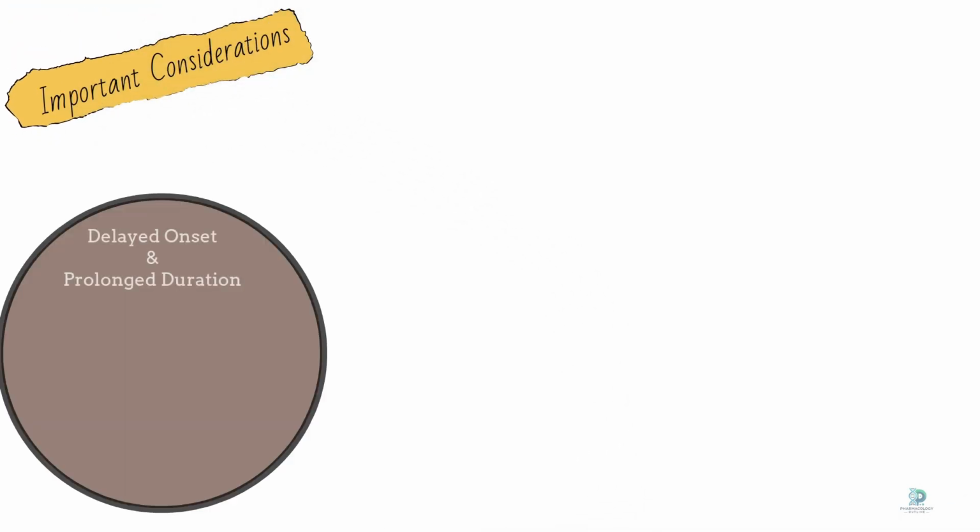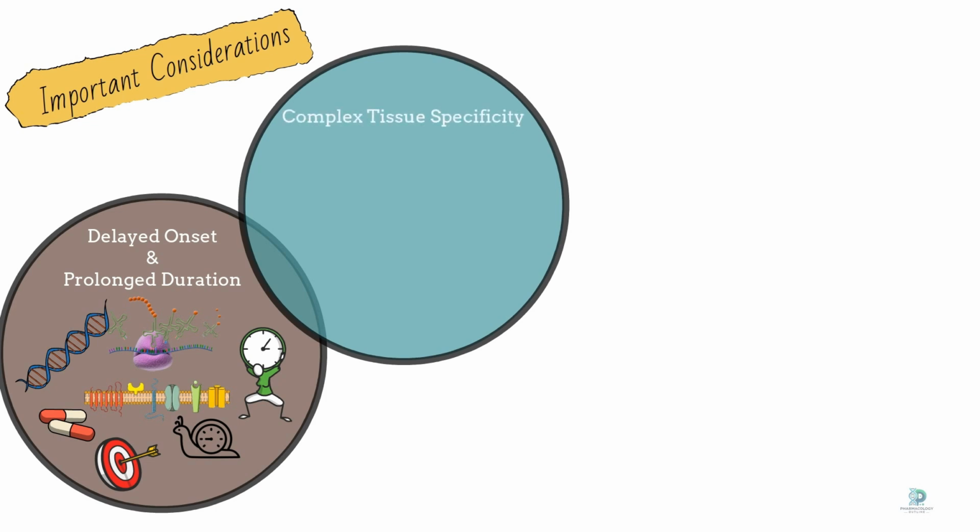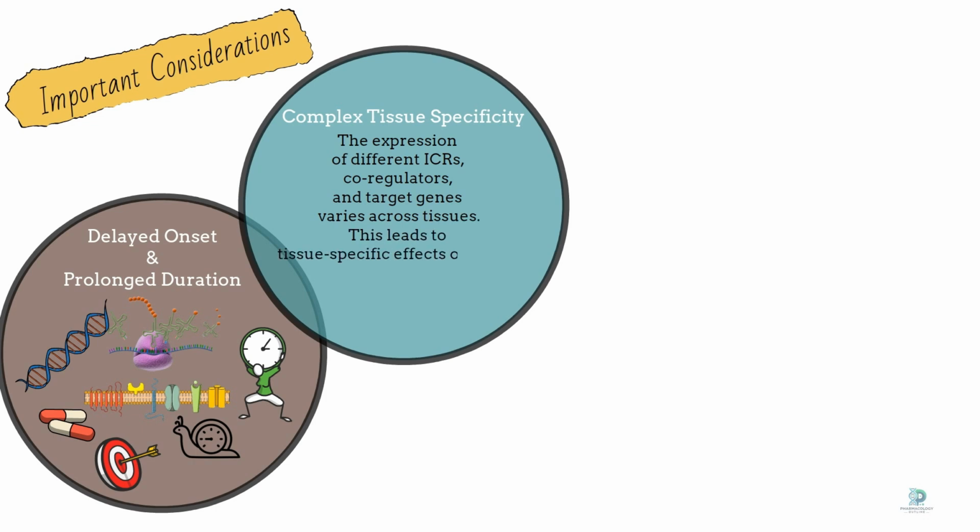Important considerations: delayed onset and prolonged duration. Because intracellular receptors act through altering gene transcription and protein synthesis, the effects of drugs targeting these receptors typically have a slower onset, hours to days, but a longer duration of action compared to drugs targeting cell surface receptors. Complex tissue specificity. The expression of different intracellular receptors, co-regulators, and target genes varies across tissues. This leads to tissue-specific effects of drugs.